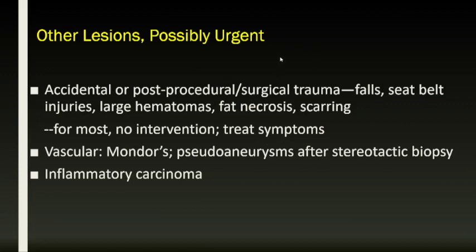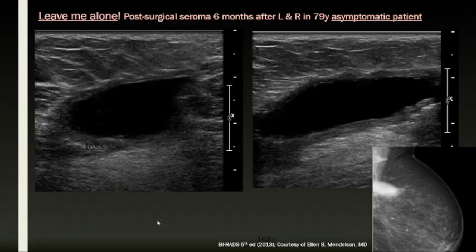Other lesions, possibly urgent, may be related to trauma, falls, seatbelt injuries, large hematomas, fat necrosis, scarring. For most of these, no intervention is necessary, and you treat them symptomatically. Those patients may come to the ER. Vascular lesions are Mondor's, which I mentioned, superficial venous thrombosis, and then maybe once a year, if your volume is high, or possibly twice, you'll find a pseudoaneurysm after stereobiopsy. I'll show you 2 cases of these. And then don't forget inflammatory carcinoma.